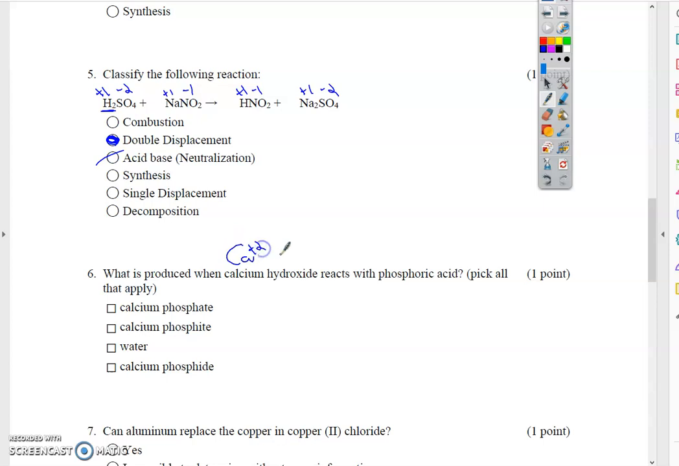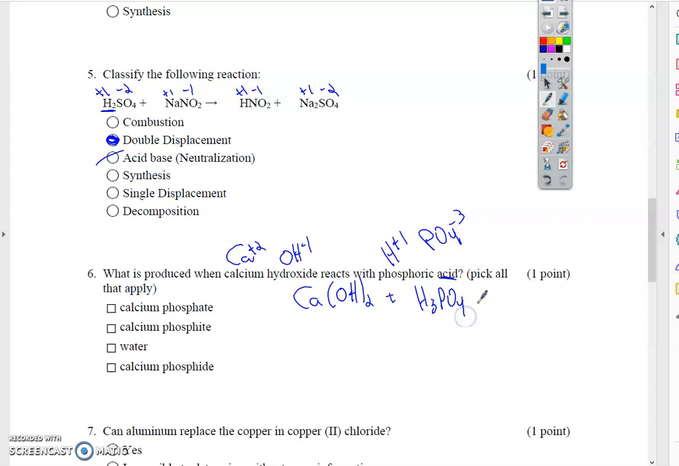Calcium's +2, hydroxide is -1, so you get Ca(OH)2. It's reacting with phosphoric acid. Since it's an acid, it's going to start with hydrogen. Phosphoric, there's no hydro there, so you know you have to look at the polyatomic ions, and it ends in -ic, so that's going to go to phosphate, which is PO4 with a -3.